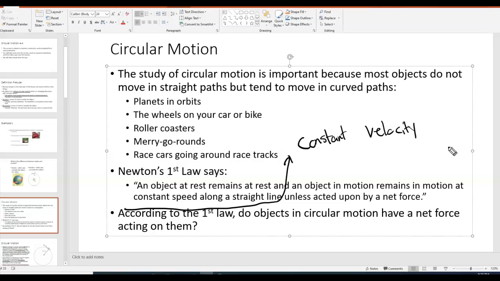And the reason is because objects that move in circular motion do not move in a straight line. And if they don't move in a straight line, according to Newton's first law, the only way they can move that's not in a straight line is if they are acted upon by a net force. So the answer to the question, do objects in circular motion have a net force on them? Yes. Why? There's two ways to say it. You could either say the object is not moving in a straight line, or you can say it like this. And this, I think you have a problem like this on one of your practice assignments.